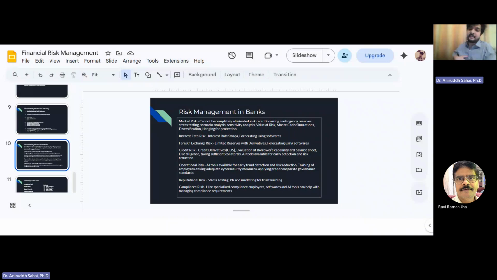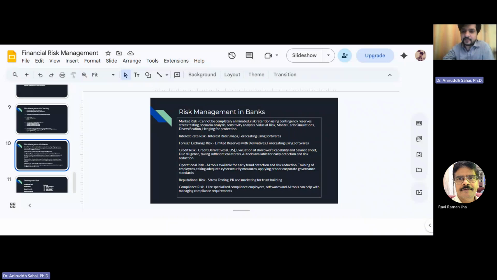Operational risk can be managed with the help of proper training of employees, taking adequate cybersecurity measures, and applying the corporate governance principles and standards across the entire organization. Whether it is having an independent board of directors, whether it is having a proper board of trustees, or having different risk management committees within the organization, these are all measures which can be helpful in tackling the operational risk, which is the risk being posed by employees or technology.